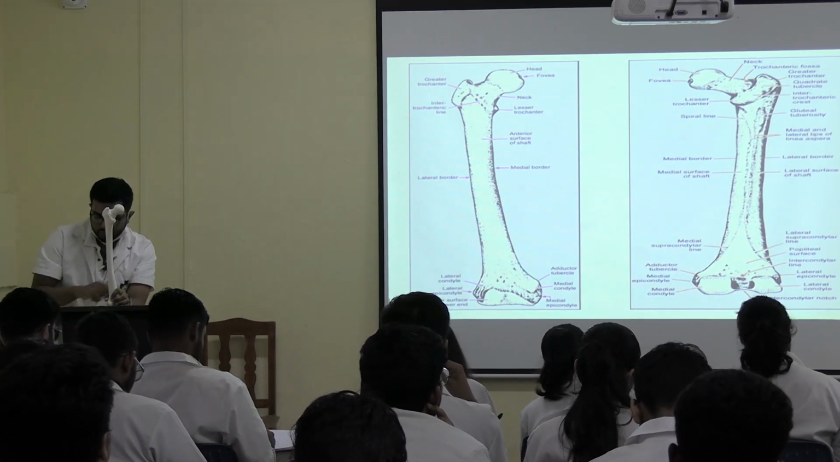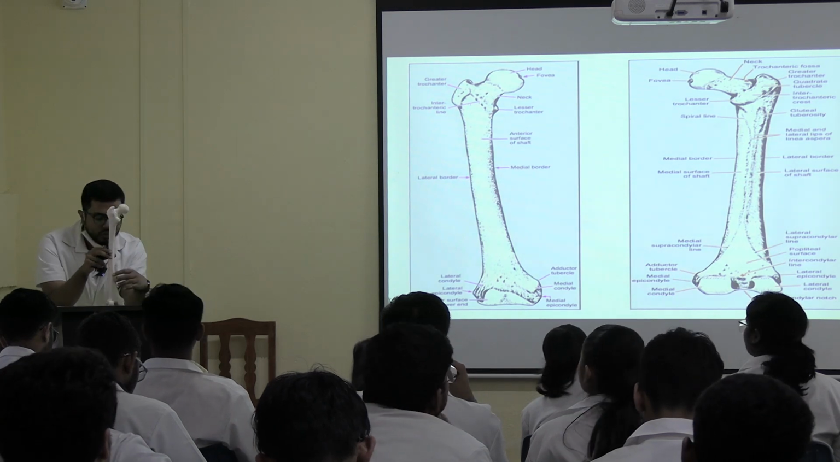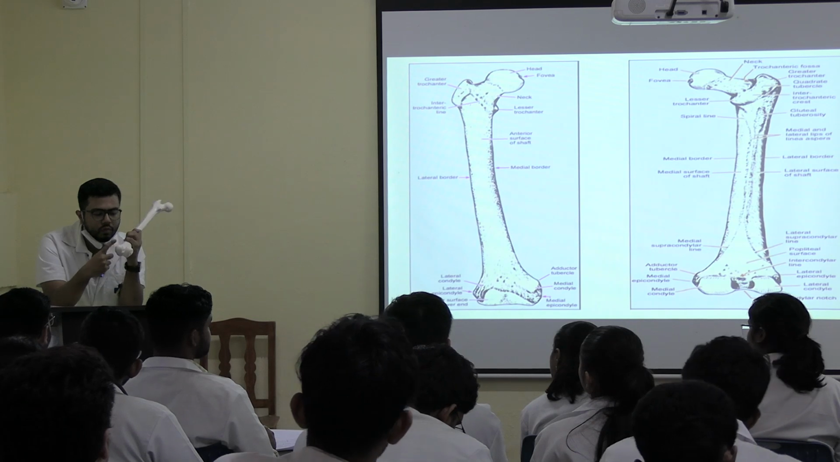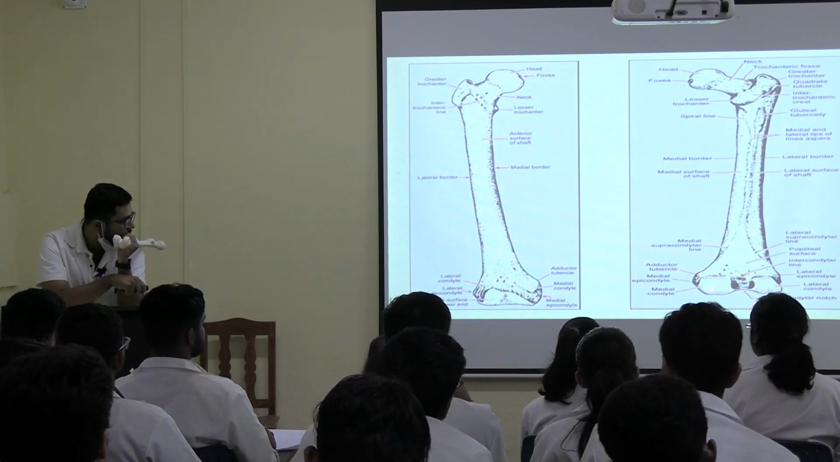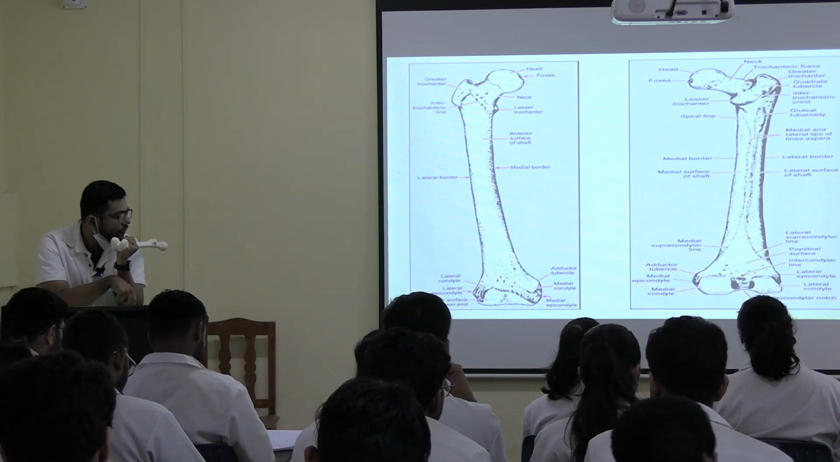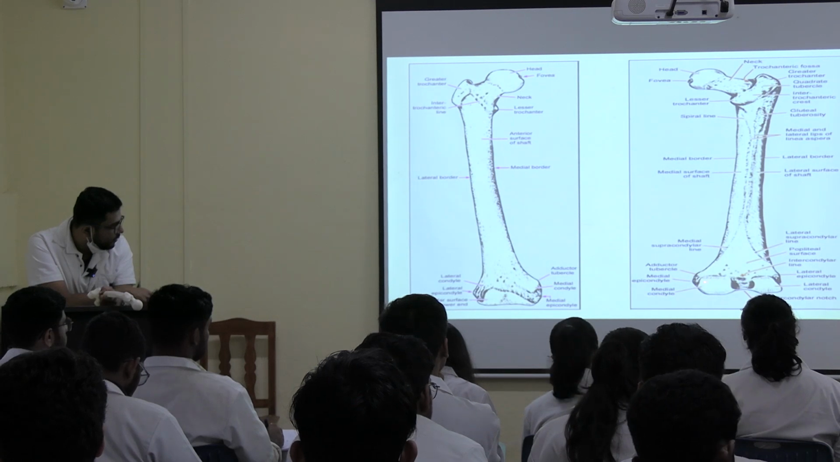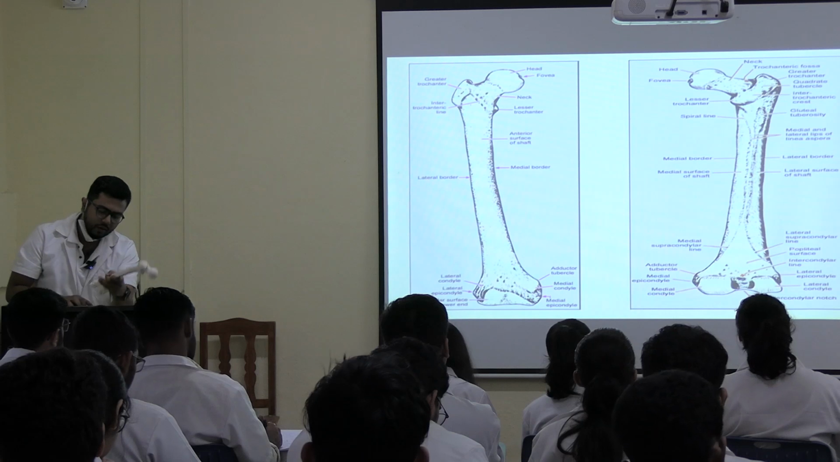This is about the shaft. Then on the lower end, it has two condyles. These are the condyles, this one and this one. One is the medial, one is the lateral condyle. And there is a bony prominent part here, slightly above the condyles. These are the medial epicondyle and lateral epicondyle.